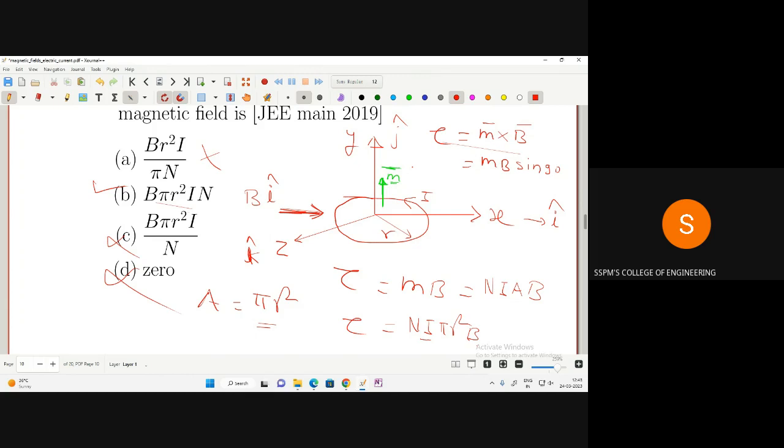The torque is magnetic moment cross magnetic field, where the magnetic field is directed along the x-axis, and according to the direction of the current, the magnetic moment can be determined, and its direction is along the y-axis. The angle between M bar and B bar is 90, so sin 90 is 1, and M is N into I into A. This way you find the torque, where A is the area of the circle. What is the area of the circle? Pi r square.